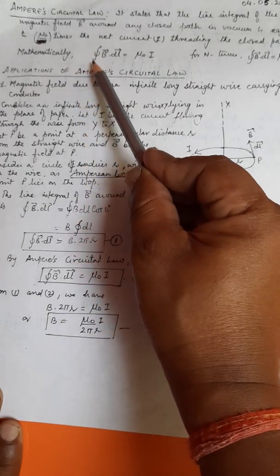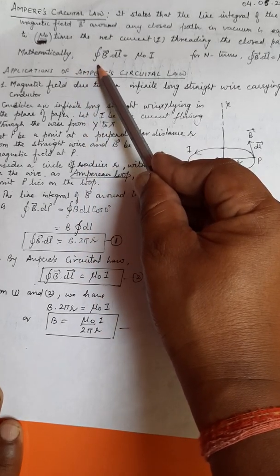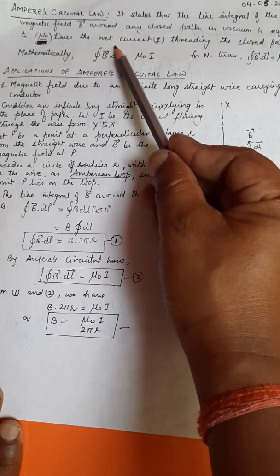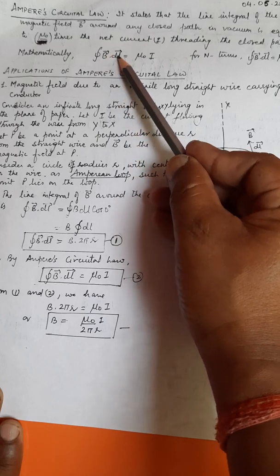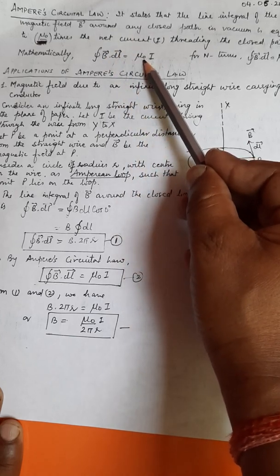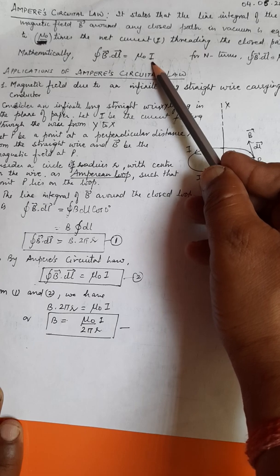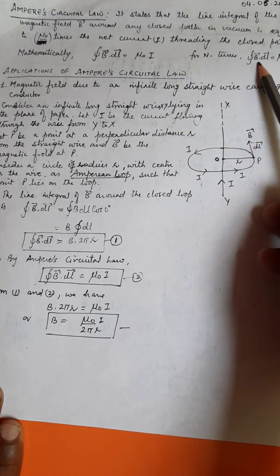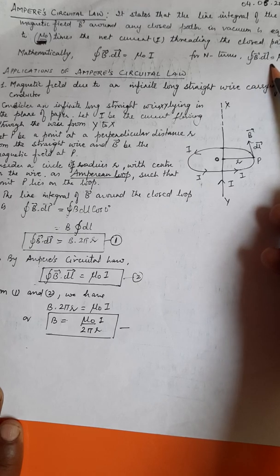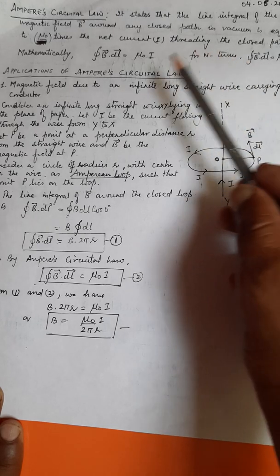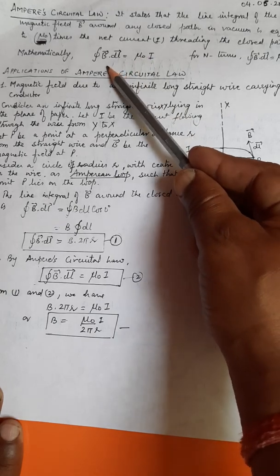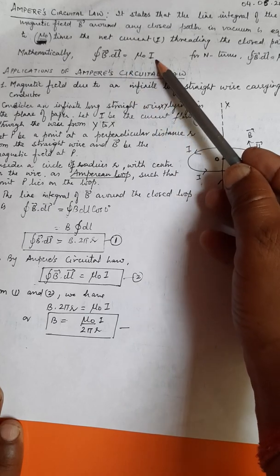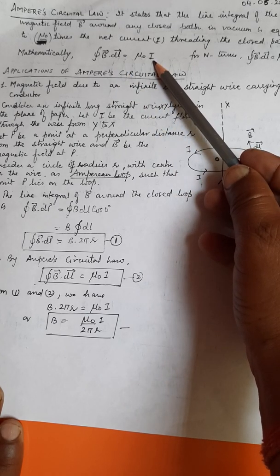Mathematically we can write the closed integral of B dot dl. This is the line integral of the magnetic field around a closed path is equal to mu naught times the current threading the loop. For n turns we can write closed integral of B dot dl is equal to mu naught nI. Keep in your mind that it is the dot product of B and dl and I is the total current threading the loop.